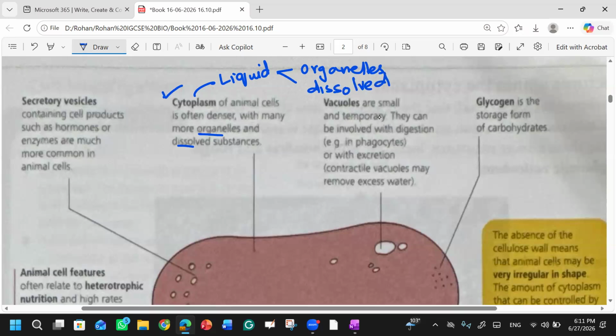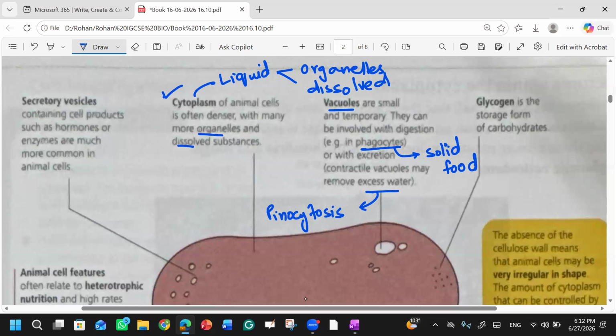Clear? What about the vacuole? What is the function of the small vacuole in the animal cell? They help in digestion and excretion, removing excess water. Phagocytosis means the digestion and excretion of solid food, while pinocytosis means removing excess water or liquid. That is pinocytosis.